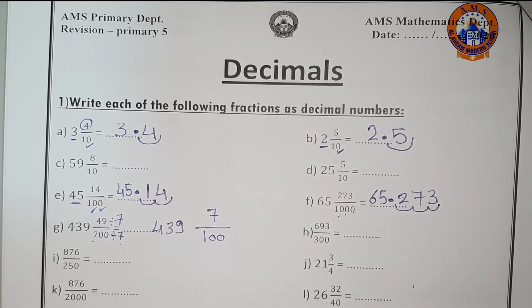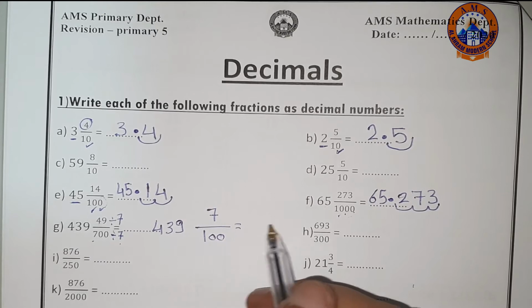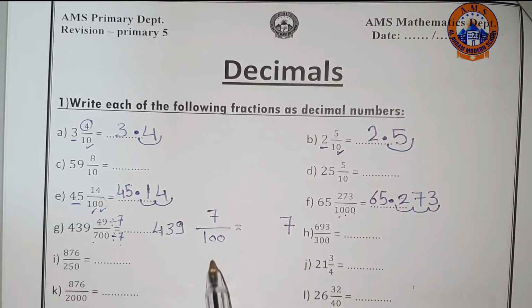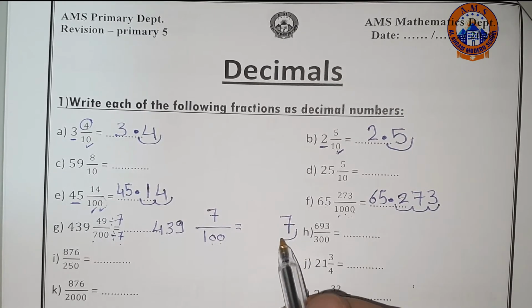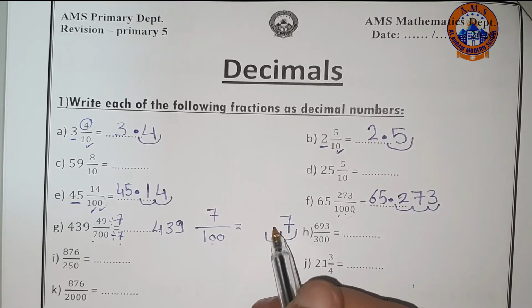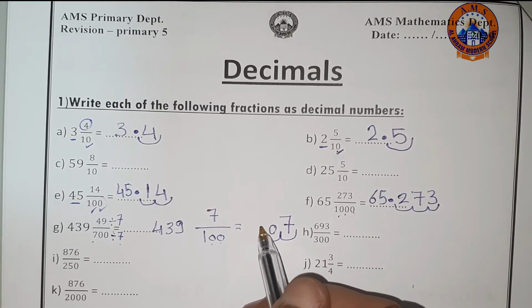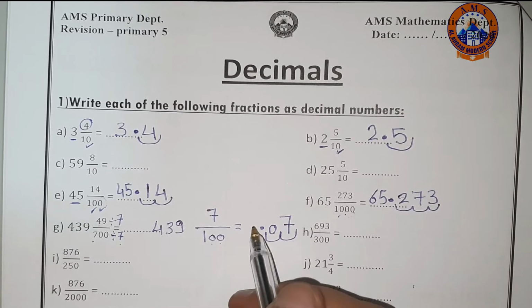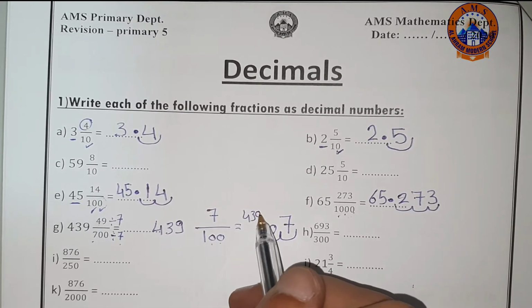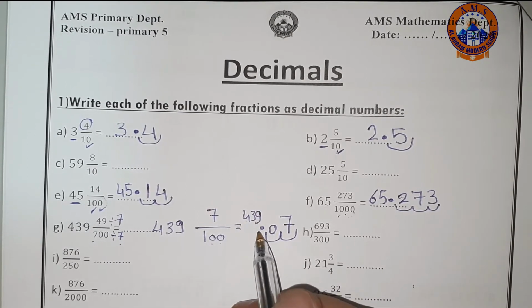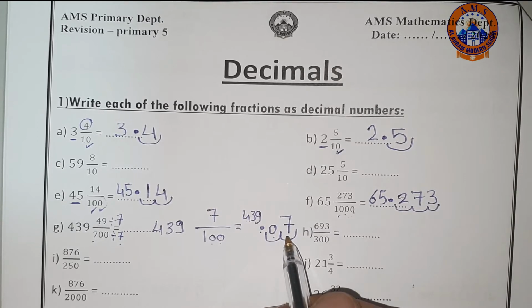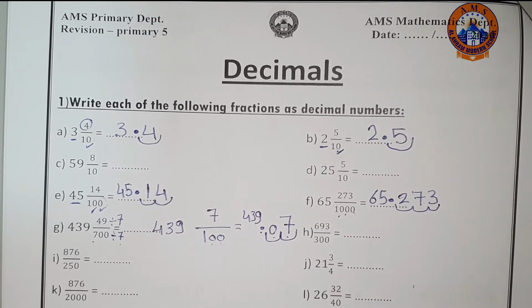Now we can write it as a decimal by putting the numerator 7 and pass 2 digits. Here is 1, 2. This one is empty, fill it with a 0. We're gonna put a decimal point, then 439. So it's 439 and 7 hundredths. Try to solve the other questions by yourself.